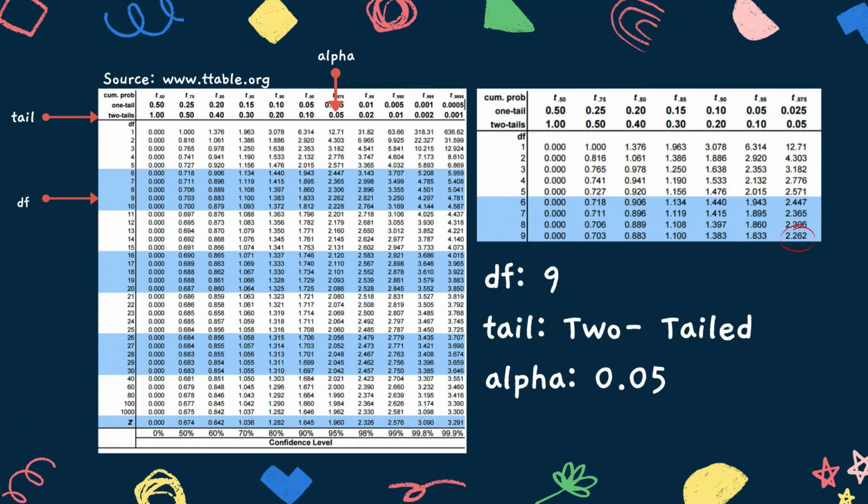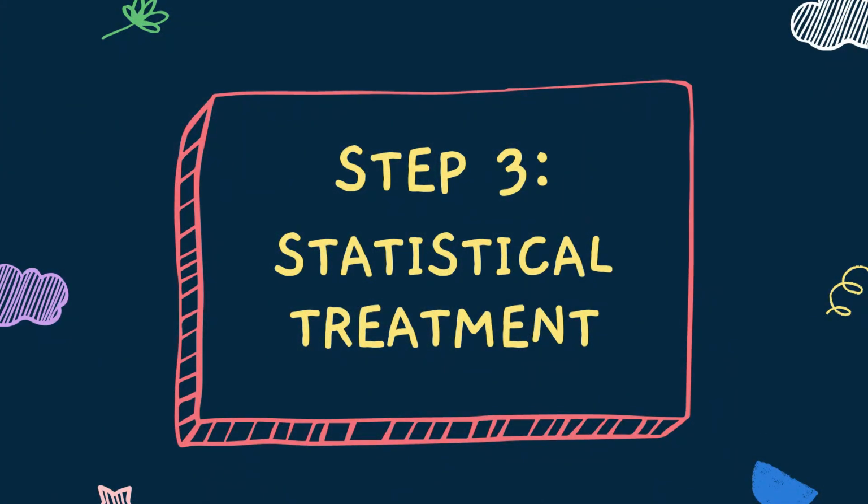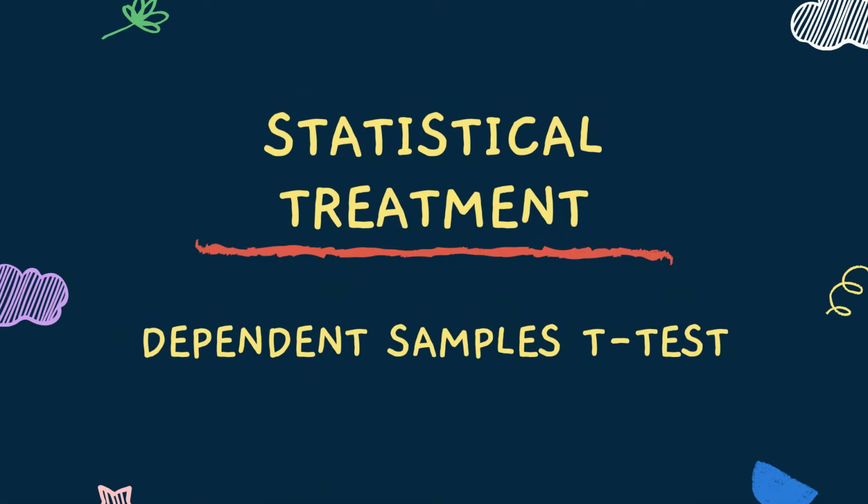Now that we know the tail and the alpha, we can locate our critical value using the t-table. In locating it, just look for the degrees of freedom, which is 9. Then look for the exact value under the alpha 0.05 in 2-tailed. So the critical value now would be 2.262. Following step 2, we have step 3, which is identifying the statistical treatment. Simply put dependent sample t-test, since this is what we used earlier.